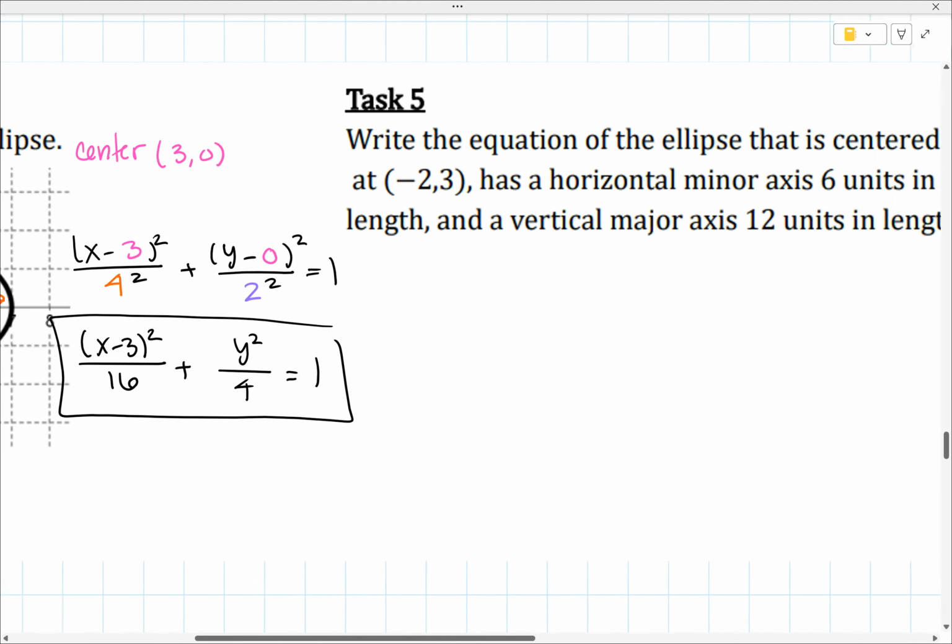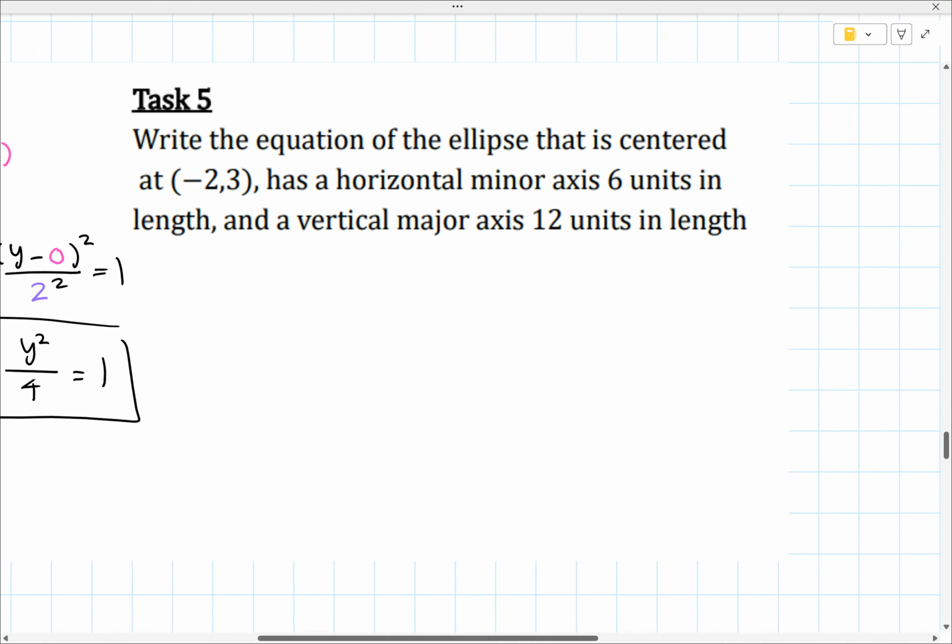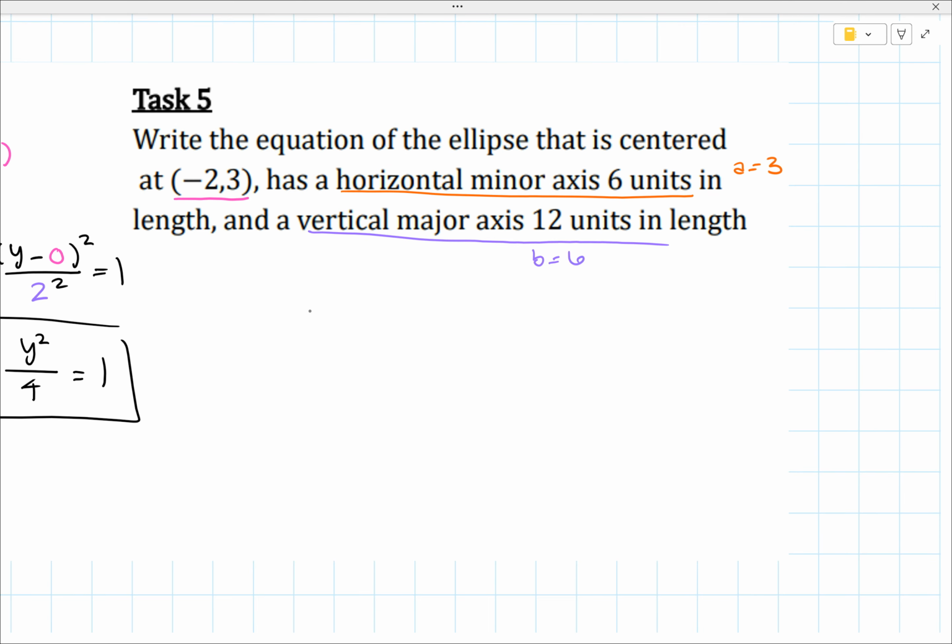All right, for task 5, we're going to write our equation. It gave us our center. And then it says our horizontal axis is the minor axis. So that's going to mean our a value is 3 underneath our x. And then the vertical has a major axis of 12. So that means our b value under y is going to be 6. You don't have to start with the blank equation. If it helps, go for it. Make sure we know where everything needs to go.